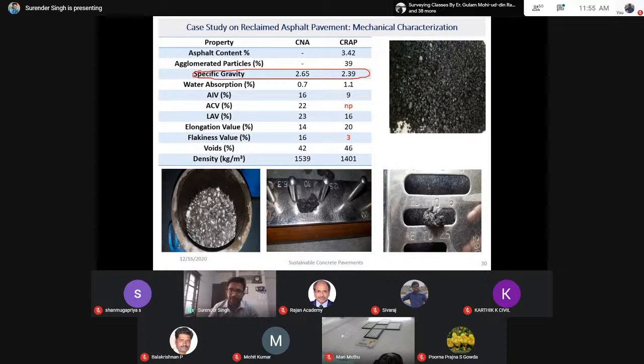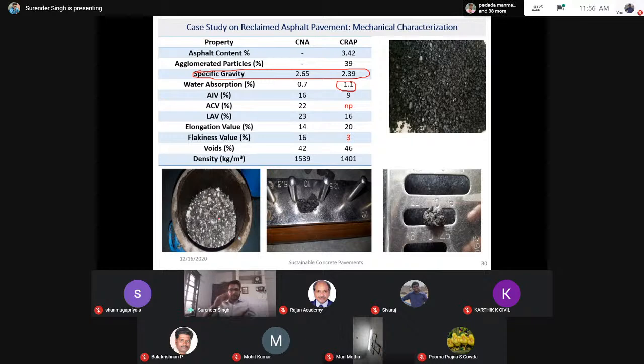I was happy. In fact, the other properties also were better than the natural aggregates. Then why is it happening? Because you must know that in the laboratory, in the impact test, a 13.5 kg hammer will be impacting. Then you have to weigh and see how much of the aggregate has been broken. But in case of the RAP, the bitumen will be surrounding the aggregates under the impact of the loading, and then you cannot see it. That's why you are getting the good properties.